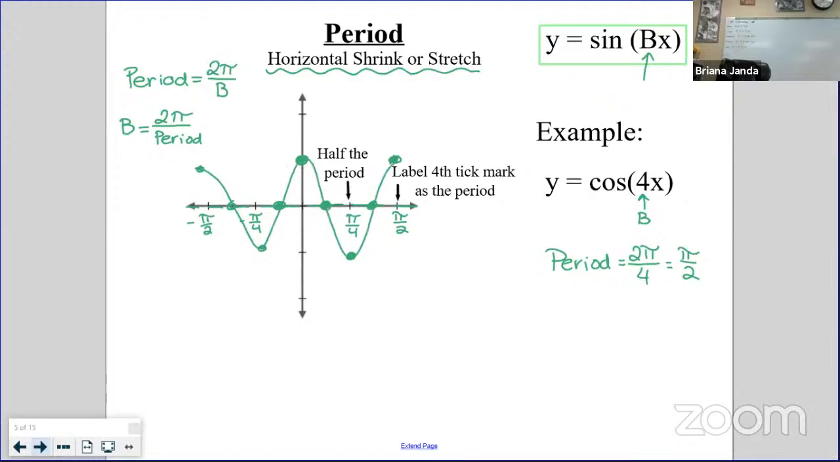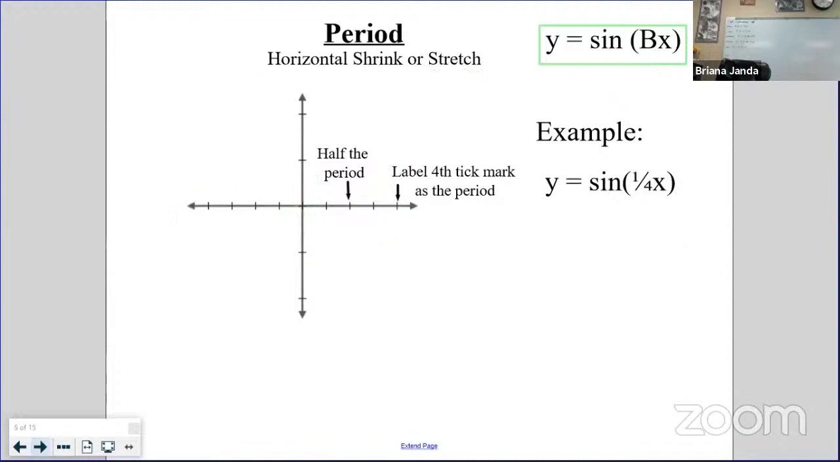Okay, I do want to do one example where B is a fraction, just so you can see that as well. So again, rewind to first semester. We would have described this as a horizontal stretch, right? We always have to think opposite on the inside. We would have described it as a horizontal stretch by 4. Our graph will take 4 times longer than it would have before. And again, the number we see in the equation is B. The number we mark our picture with is the period.